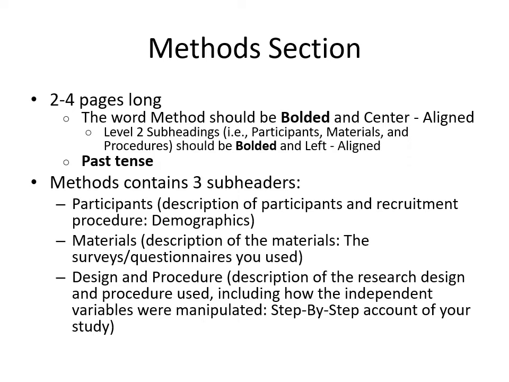What would be the first thing they would see, which would probably be an informed consent that basically informs them about their ethical rights. They would then participate, they would then be exposed to the various surveys or questions you would ask, and you'd probably end with your demographic form and, if necessary, a debriefing form. So you're basically going to simply describe your research design and procedure, including how the independent variables were manipulated in a step-by-step account of your study.